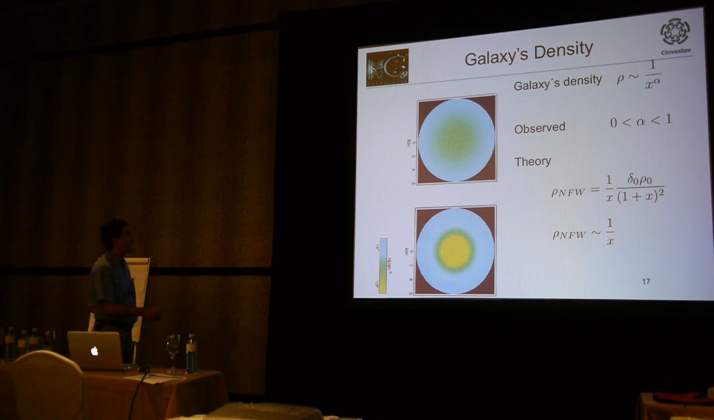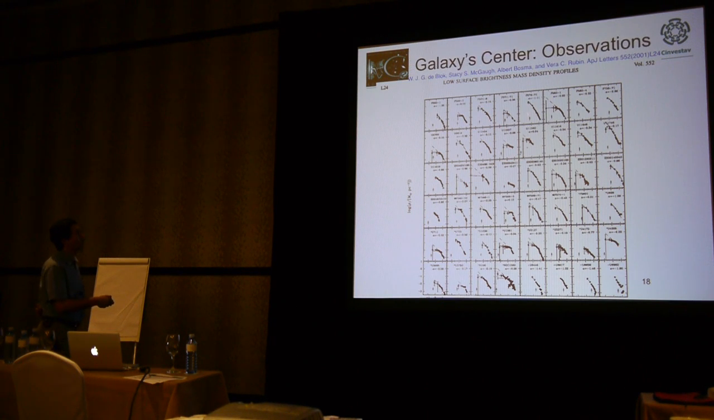Maybe this is another profile, the Einasto profile; this is not cosmology. But in any case, what we see in numerical simulations is always that the density is very cuspy, and the density is higher than what we observe. You see here some observations.